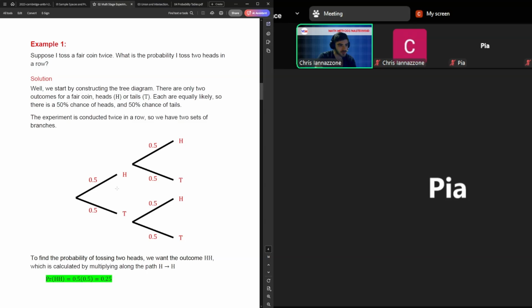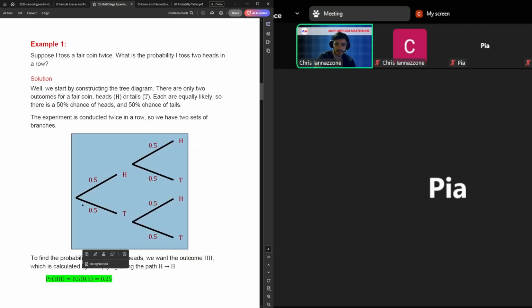As far as how you use a tree diagram, it depends on what probability is being asked. So if you want to find the probability of a given outcome, for example, head, head, you multiply along the branches. So you've got probability of head 0.5, probability of head 0.5, probability of head, head 0.25.